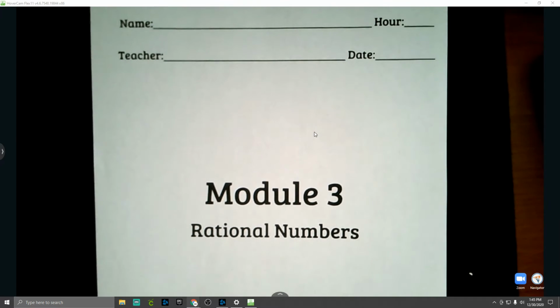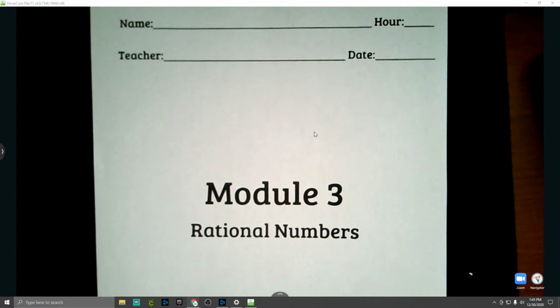Hello students, today we're going to start with Module 3. So your next live day, we will actually be organizing your binders. So for right now, just make sure that you have it. There should be 3 holes in it, and you have it in your binder.